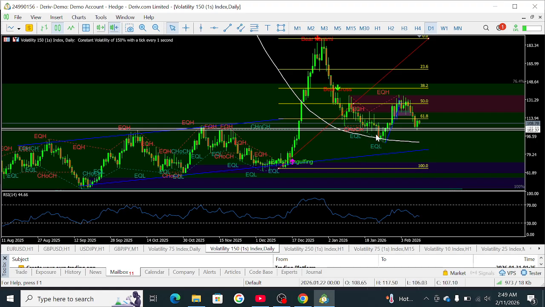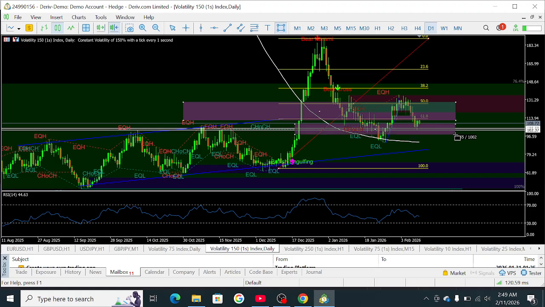So I just want to let you know how this buy started, with this fair value gap and this fair value gap. Now we have two fair value gaps. Let me draw it to this point. This is the fair value gap here, and we have the second one here.